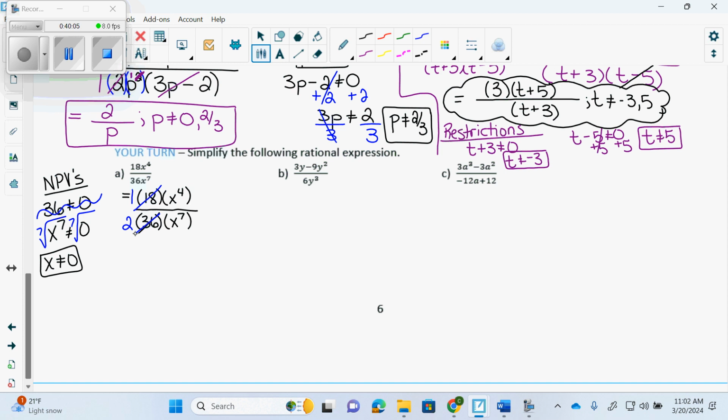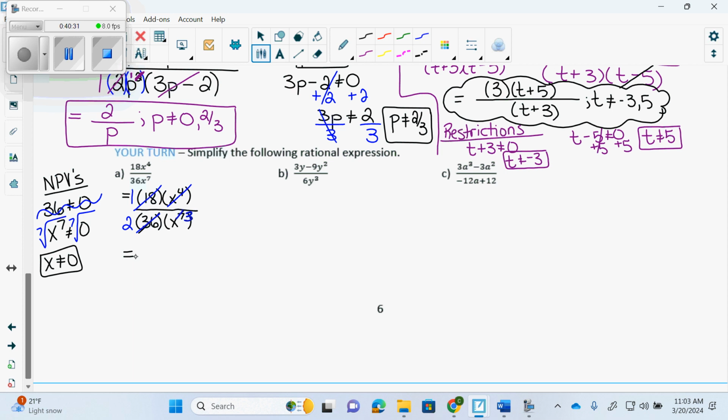Now this top one, I have 4 x's in that snowball. In this snowball, I have 7 x's. How many x's can I take out of both snowballs? 4. So I can take 4 x's out of this snowball, and I take 4 out of this one. How many am I left with? 7 minus 4 is? 3. So in the numerator, I'm left with a 1 times a 1 times a 1, which is a 1.